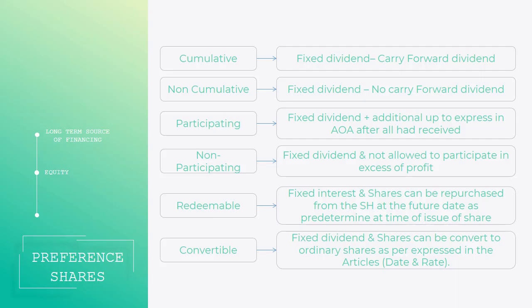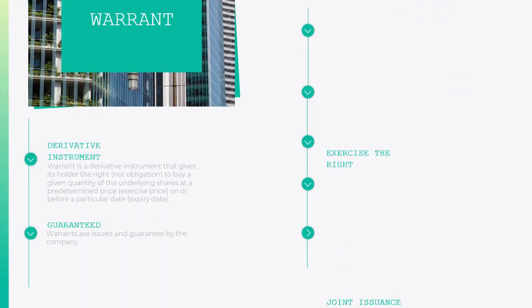The redemption feature tends to set an upper limit on the market price of the stock, since there is little point in bidding the price of a share above its redemption price. In future, the holders are entitled to convert their convertible preference shares to ordinary shares as stated in the Articles of Association. The time and rate of conversion will be specified by the company, and the holders will experience the same advantages as ordinary shareholders. Next source of financing in the equity class is warrant.